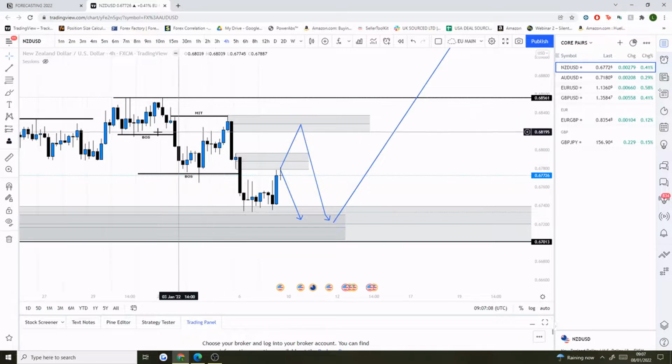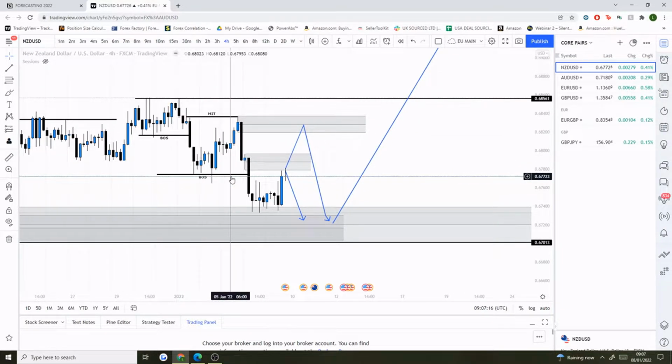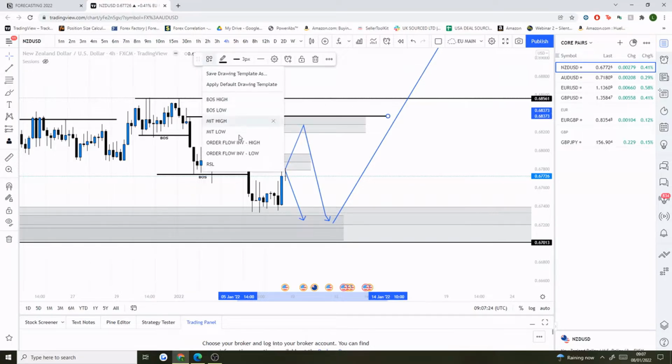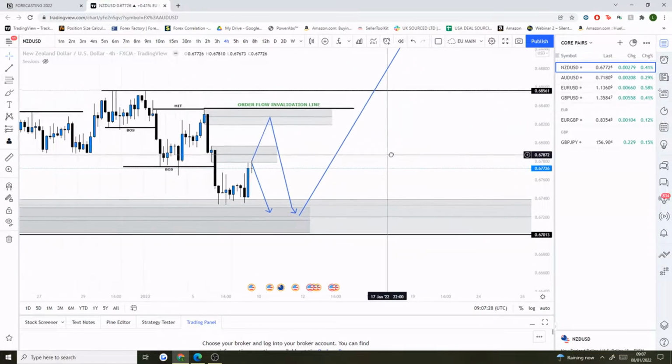So for me, we've now had essentially a structural trend transition on the 4 hour. So we've had 2 consecutive breaks of structure, and we've also got this mitigation here. So what we've actually got, as well as the structural transition, is the order flow transition, and we do have this bearish order flow invalidation point.